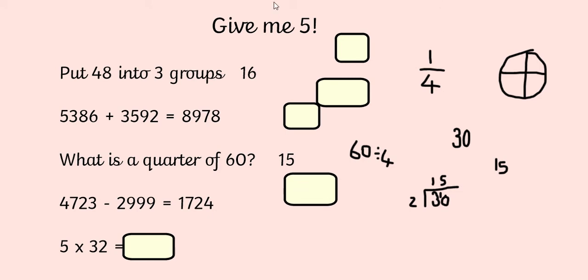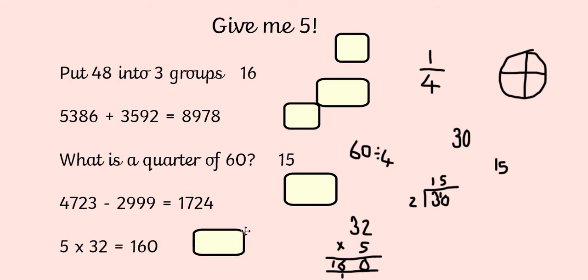And last question then is a multiplication one, so I'm going to use our column multiplication. So I've got 32 times by 5. Okay, so 2 times 5 is 10. 5 times 3 is 15, but I need to add on this 1. 15 add 1 is 16. So my answer here then is 160.